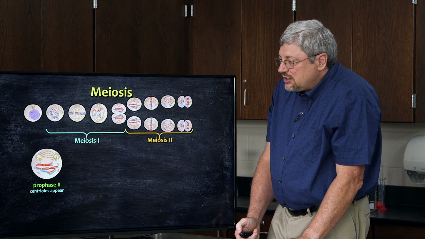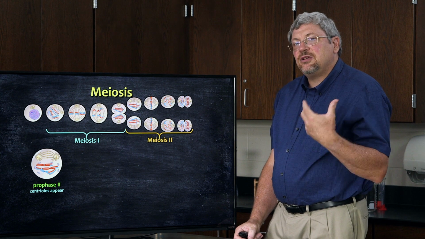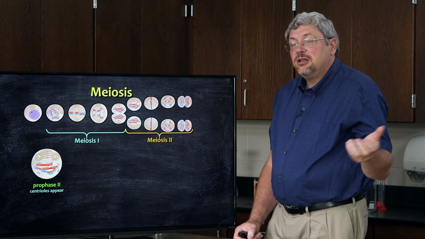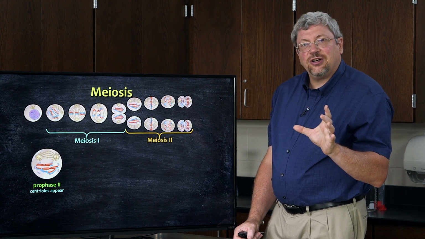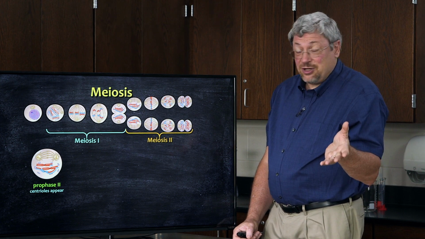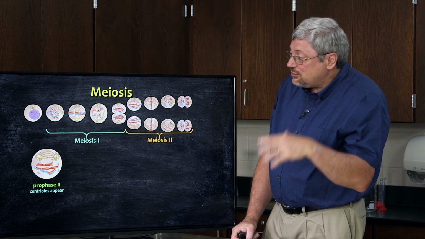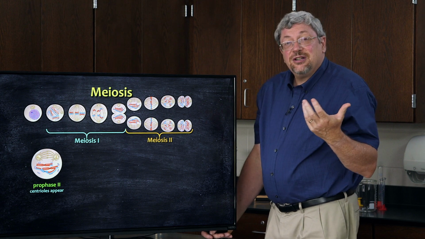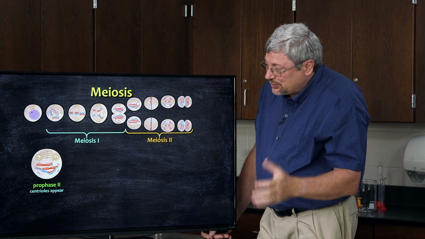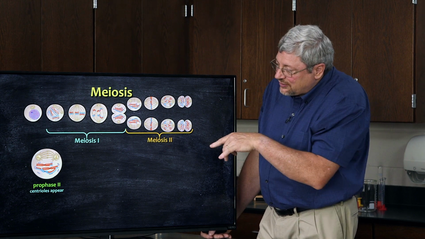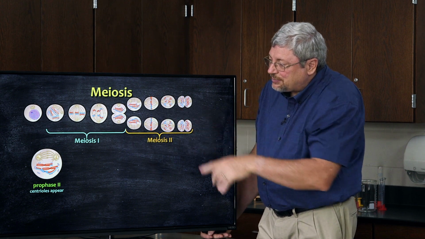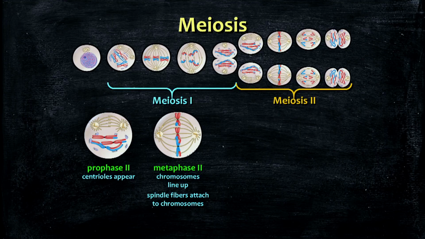Prophase 2 is very simple. We don't have to condense our DNA because it's already there. We don't have to dissolve our nuclear envelope because we didn't have it there at the end of this. We don't have to dissolve our nucleoli either. All we have to do is produce centrioles on opposite ends of the cell for things to move towards.